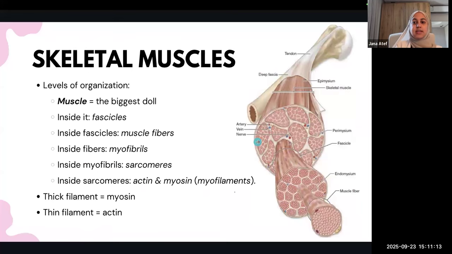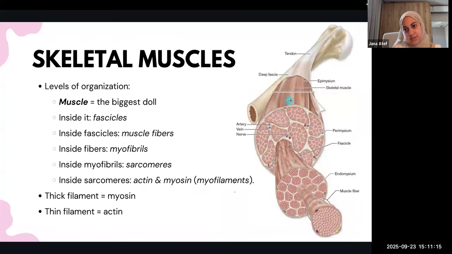Okay. Next is the levels of organization. So for me, honestly, this was a very hard concept to grasp because there are a lot of names and a lot of small things inside. So you can think about them like Russian nesting dolls, okay? The big doll is the muscle. So here, this is the big one. This is the entire muscle.